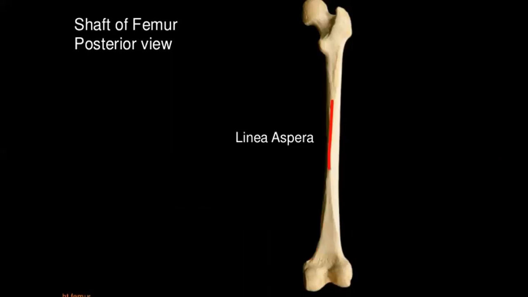And one more thing, below the greater trochanter, this is the greater trochanter. Below the greater trochanter, in this area there is a tuberosity which is known as the gluteal tuberosity, and the gluteal tuberosity gives insertion to the gluteus maximus muscle. This is the gluteal tuberosity.